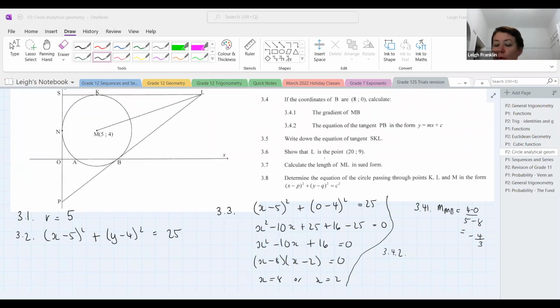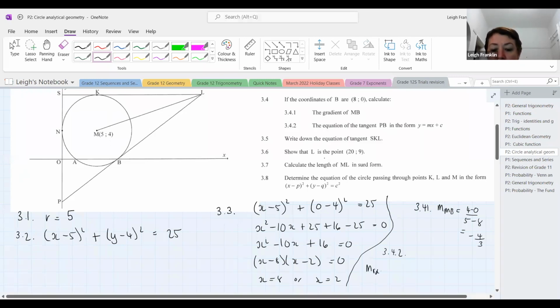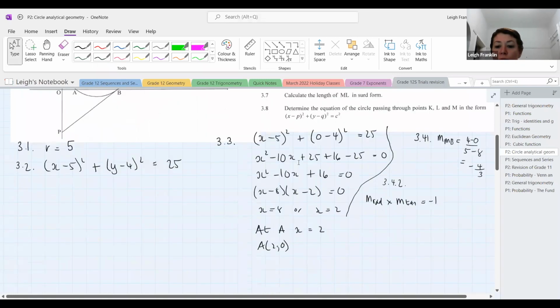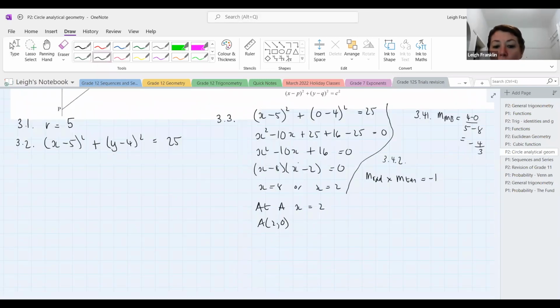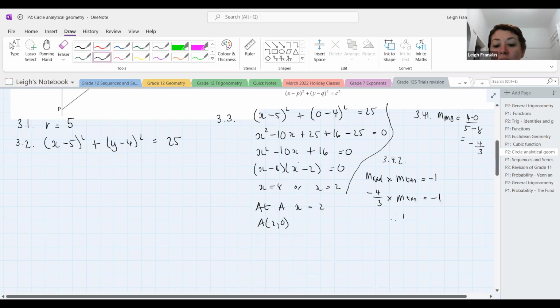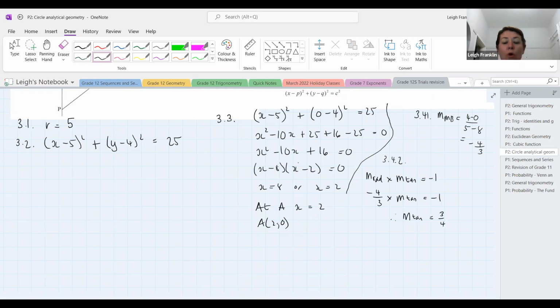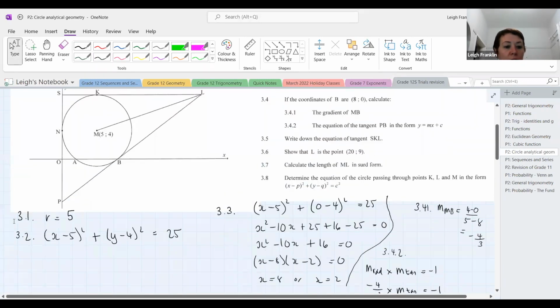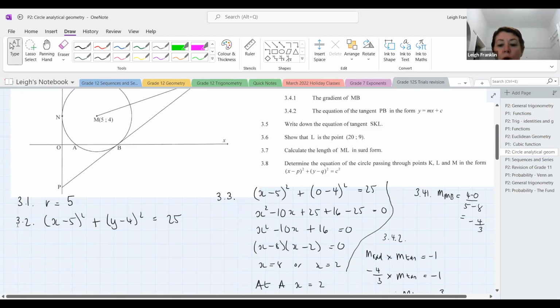All right, so quite right here, we would need to include the gradient of the radius times the gradient of the tangent equals −1. So if the gradient of the radius is −4/3, then the gradient of the tangent is going to be +3/4. All right, and then we need a point, don't we? So we can use point B because they've given us the coordinates, which we know are (8, 0).